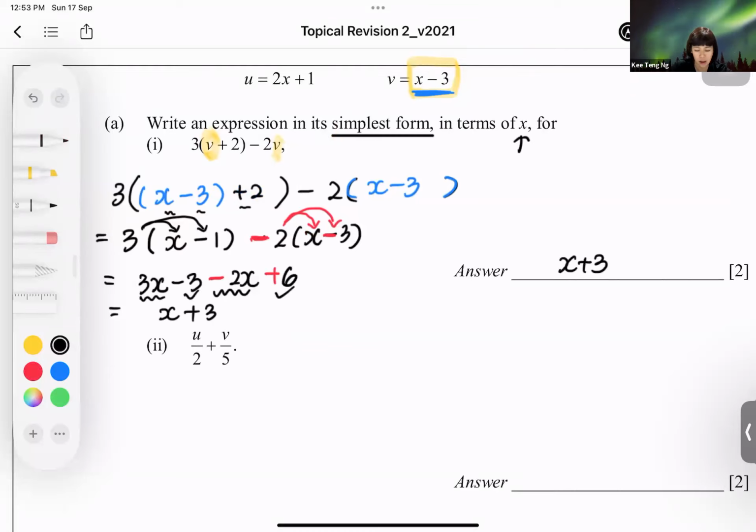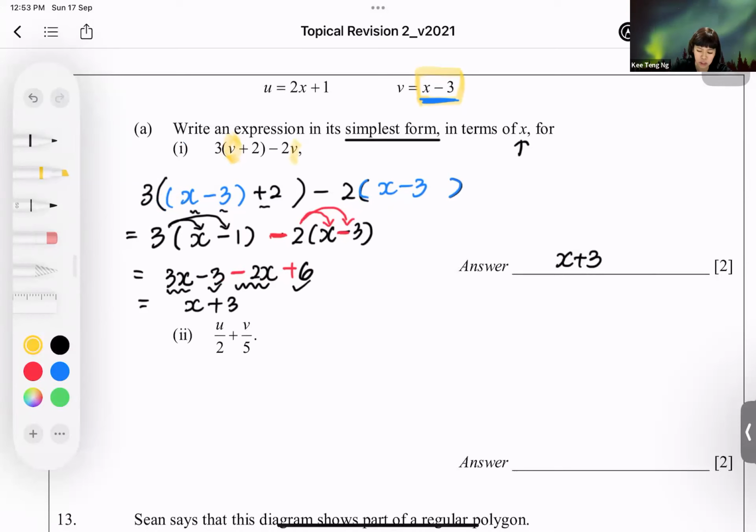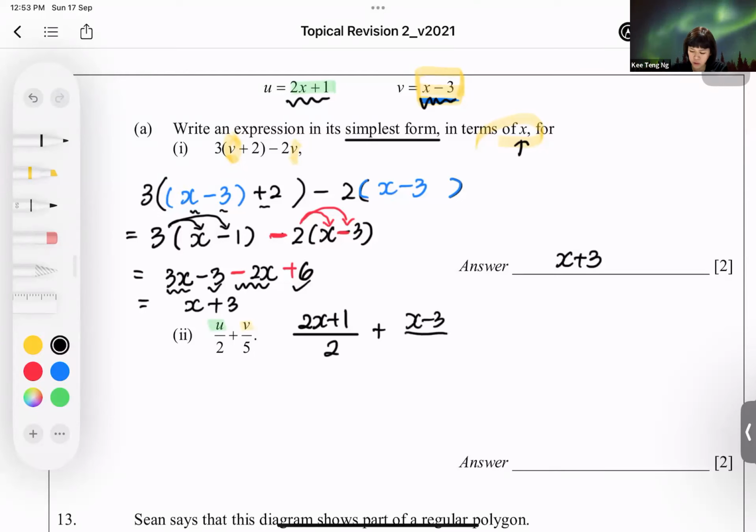Next question over here. Algebra. Okay, fractions. Okay, let's see. They want the expression again in terms of x. So now I have a letter U. What's the letter U? Okay, let me change to a different color. Letter U over here is this expression. Then letter V over here is this expression. So now first step, we need to replace it by letter U. Replace letter U by the expression 2x plus 1, over 2, plus V is x minus 3, the one over here, over 5.